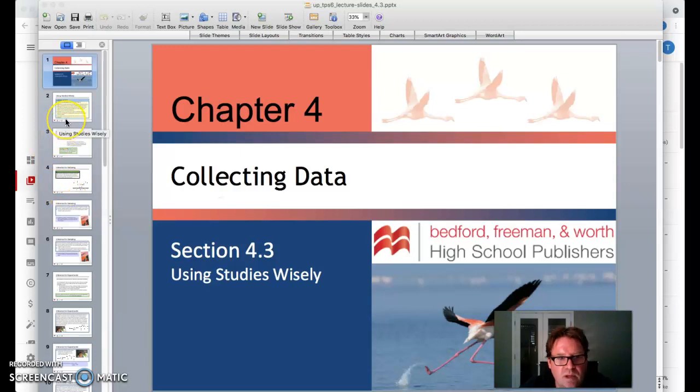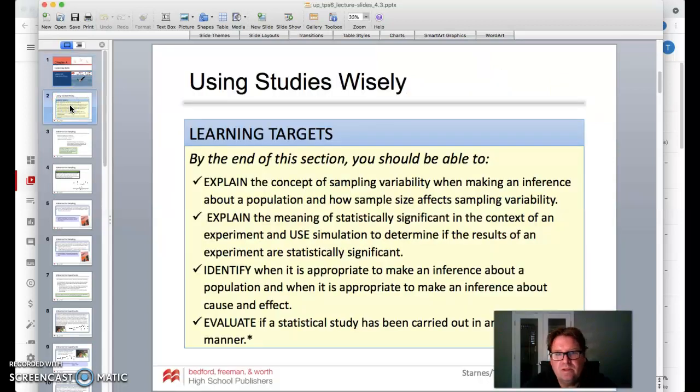All right, welcome back. We're here at our final section of Chapter 4, Section 4.3, and we're going to talk about using studies wisely. We want to talk about the concept of sampling variability when making an inference about a population, and also talk about the meaning of statistically significant in the context of an experiment, when it's appropriate to make an inference about a population, when it's appropriate to make an inference about cause and effect. And of course, evaluate, make sure it's been part of an ethical manner.